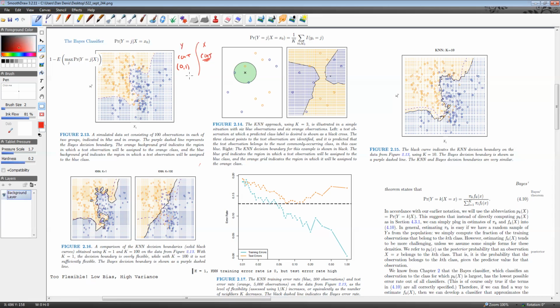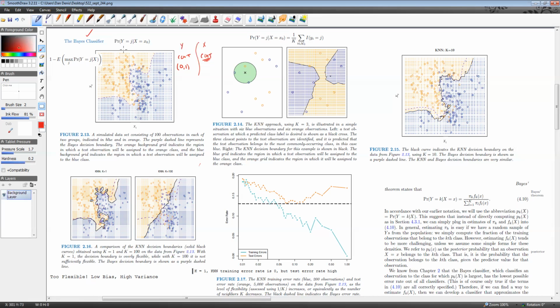So what is the KNN approach? Well, the KNN approach relies on something called the Bayes classifier. Now, what's the Bayes classifier? Well, we know what Bayes is. Okay, we've looked at Bayes' theorem. We had to look at it in the first exercise.